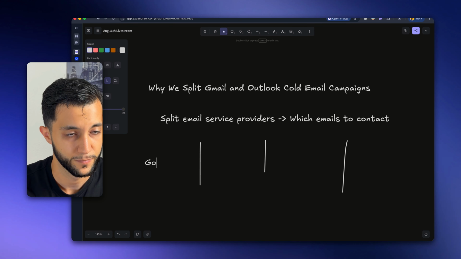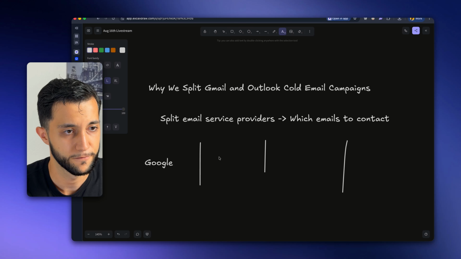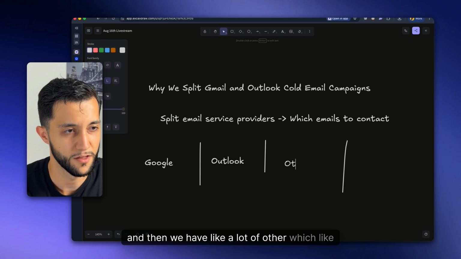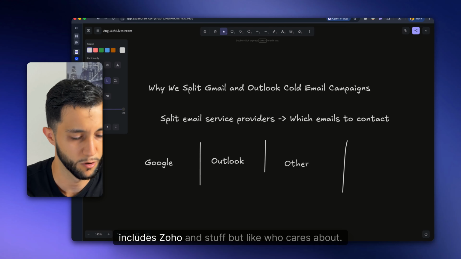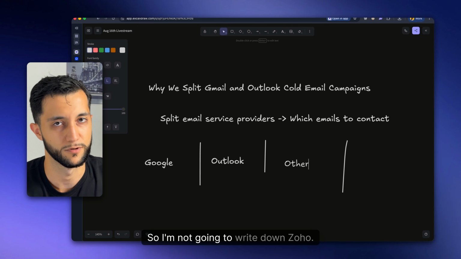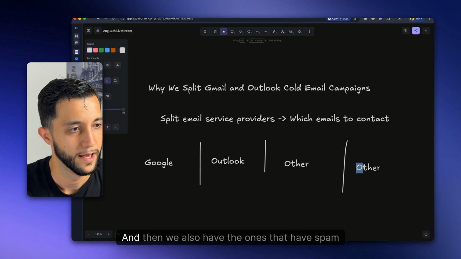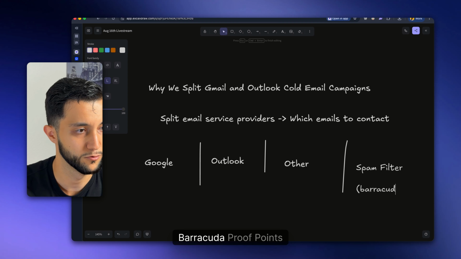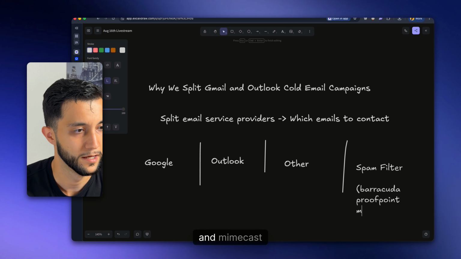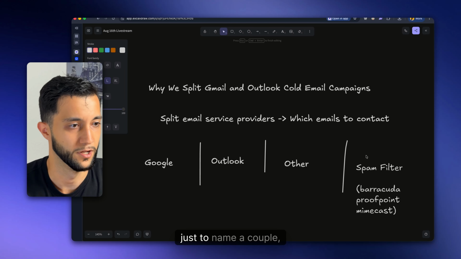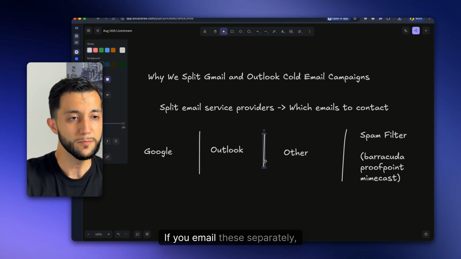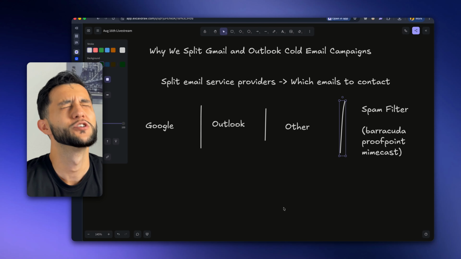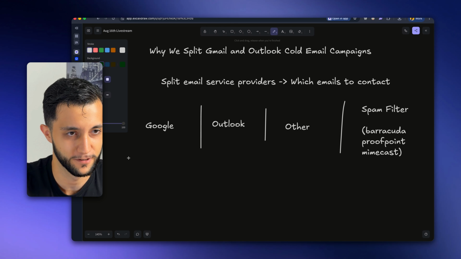So we have Google, then we have Outlook, and then we have a lot of others, which includes Zoho and stuff, but who cares about Zoho? I'm not gonna write down Zoho. No one cares about Zoho. And then we also have the ones that have spam filters, like Barracuda, Proofpoint, and Mimecast, just to name a couple, right? If you email these separately, you will find out something that is super impressive, right?